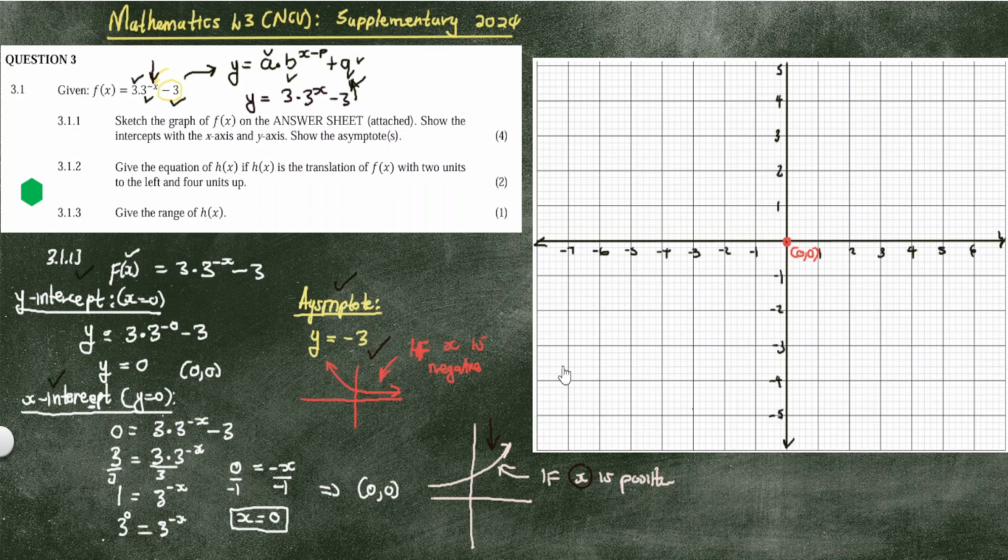Now, the next thing to plot is the horizontal asymptote. Let's get something darker. This is the asymptote, y equal to negative 3. Drawing your graph, it's going to look like this, but it shouldn't touch the asymptote. So this is the complete sketch for 3.1.1.